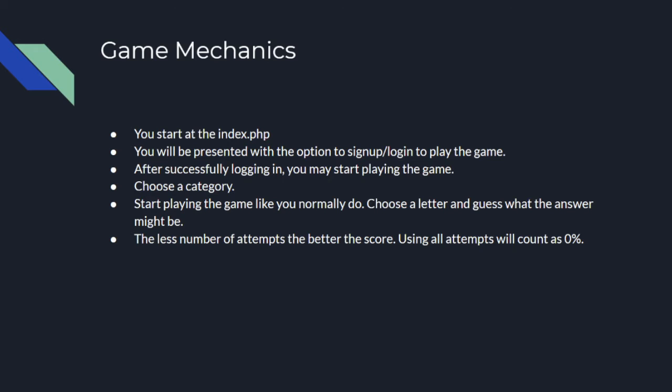So game mechanics, how the game works. You will start at the index page. You will be presented with an option to either sign up or log in to play the game. After successfully logging in, you may start playing the game. You can choose a category. You can start playing the game like you normally do, choosing a letter and guessing what the answer might be. And the fewer attempts, the better the score. That's the ultimate goal. And if you use all your attempts, it will count as a 0.